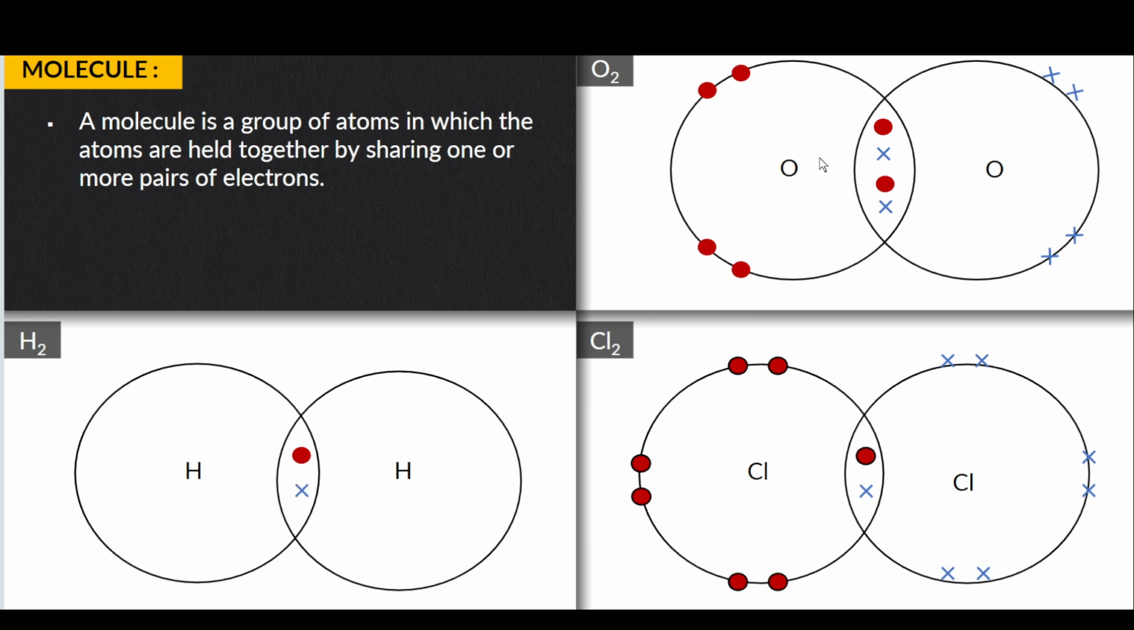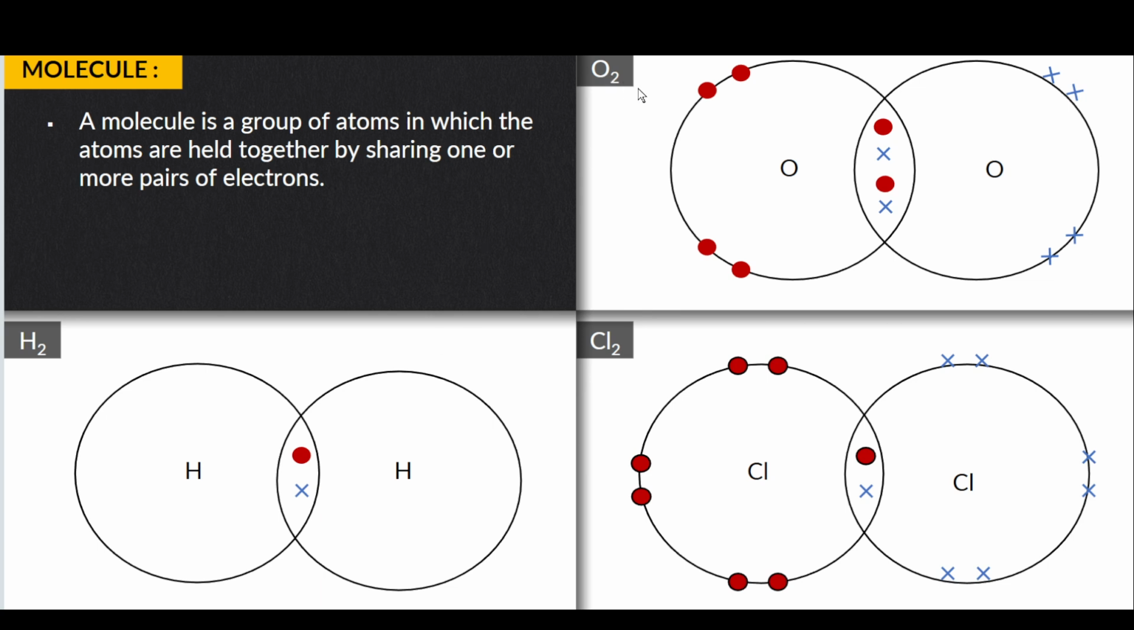Similarly, oxygen has 6 electrons in its outermost shell, right? This oxygen also has 6 electrons, which are represented by crosses, and this one by circles. Now we know the second shell requires 8 electrons for an atom to be stable, right? Why here did I say 2 electrons? Because hydrogen has 1 electron, and the first shell can hold only 2 electrons. So an atom wants its outermost shell to be completely filled to be stable.